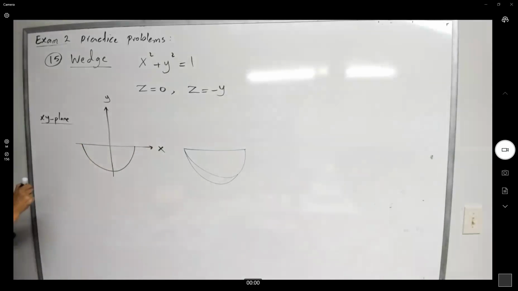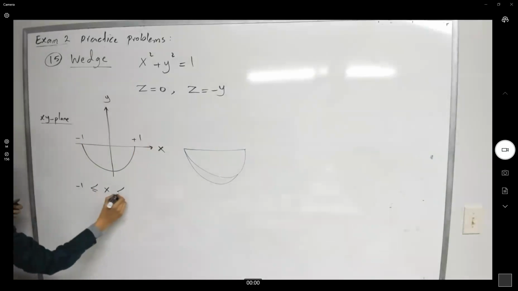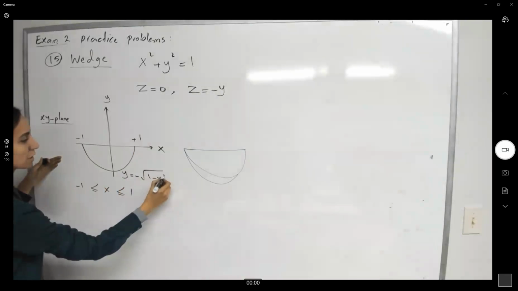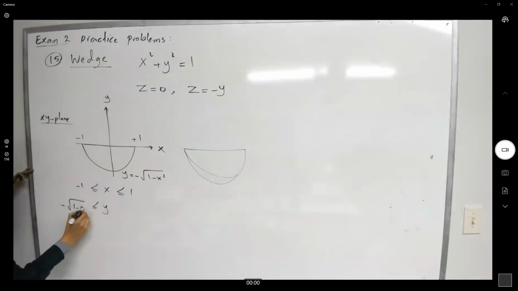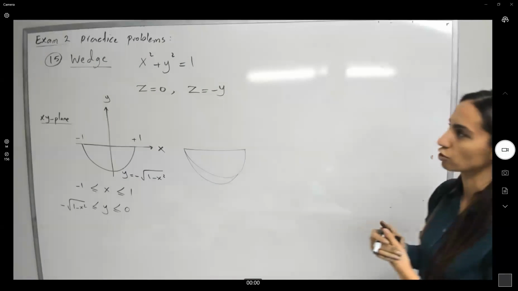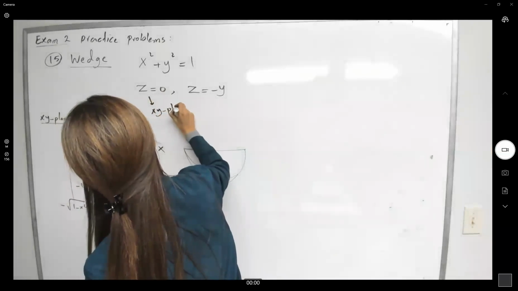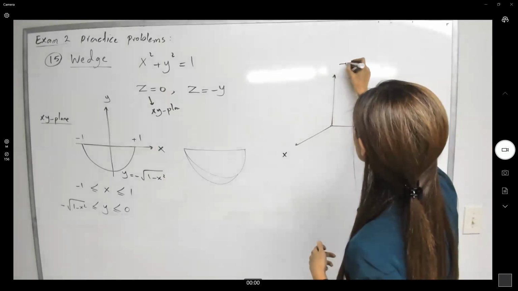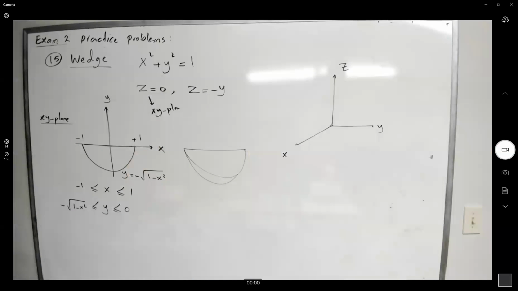If you want to focus on it, x is bounded between -1 and 1. Your y is bounded from below by negative square root of 1 minus x squared and on top by 0. And then for your z function, z is equal to 0. It means that you're dealing with the xy plane. So you have the x-axis, you have the y-axis, and this is the z. And this is your range.